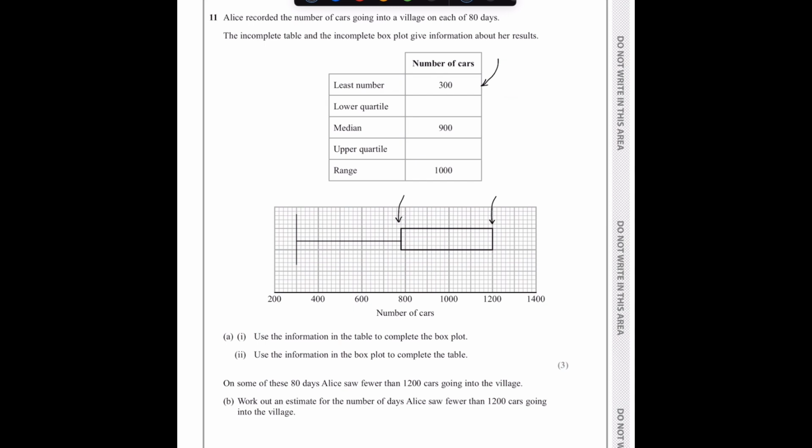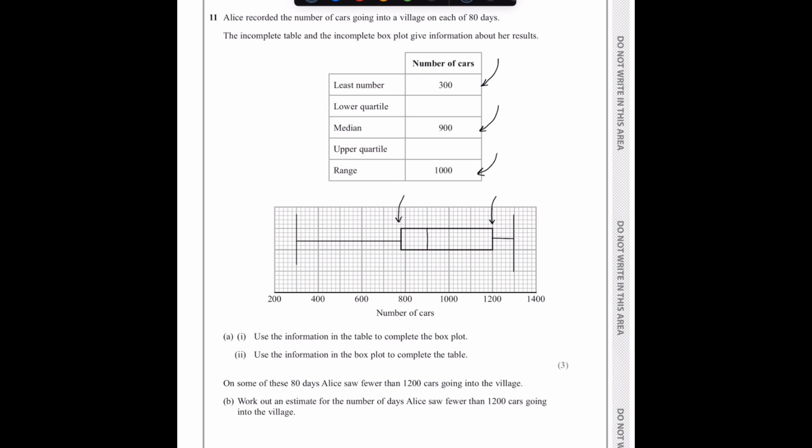But now, what about the median? The median, we're told, is 900. And 900 is here, so we can then draw a line there. And last but not least, we need to find the biggest number, or the largest number. But we haven't been given it straight away, but we've been given the range. What does the range tell us? The range tells us the difference between the smallest value and the largest value. So from there, what we can do is add 1,000 to 300. So it's 1,300. So 1,300 is now the largest number. And that is our box plot completed.